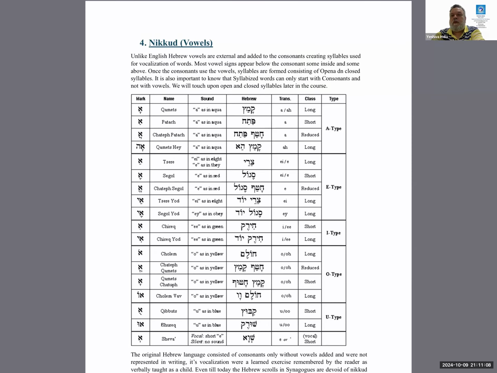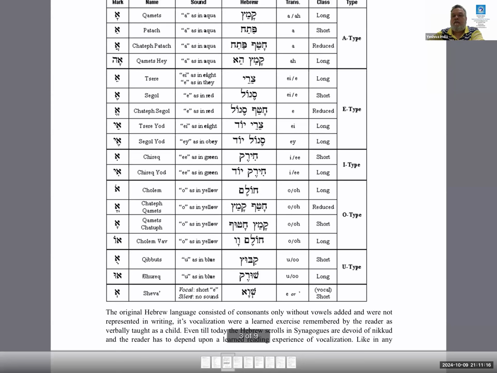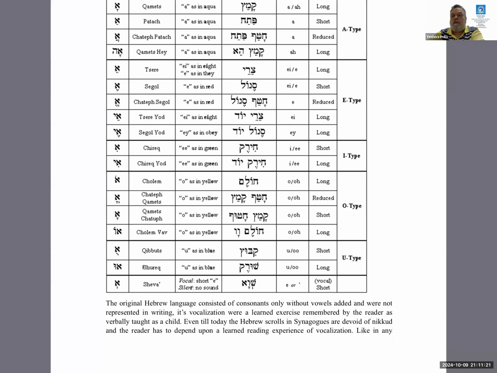So the original Hebrew language consisted of consonants only, without vowels added, and they were not represented in writing. Its vocalization was learned, exercised, and remembered by the reader as verbally taught as a child. Even till today, the Hebrew schools and synagogues are devoid of nikud, and the reader has to depend upon a learned reading experience of vocalization. Right?